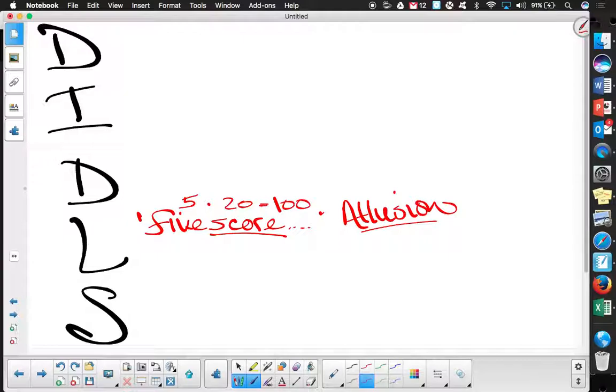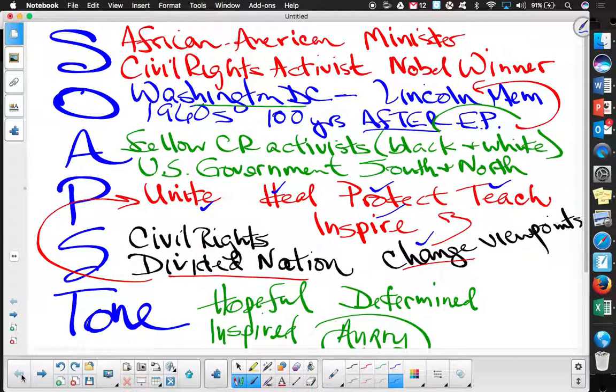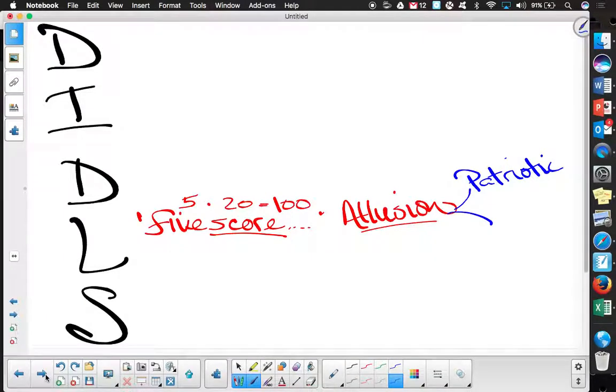So I think a lot of times we look for the indirect ones, but a direct statement can still be an allusion. So there are a lot of allusions taking place, and I would say his allusions tend to fall into two categories. One category is patriotic. The other category, considering what we put as the first thing for the SOAPSTone, also makes sense. He makes a lot of what other kind of allusions?